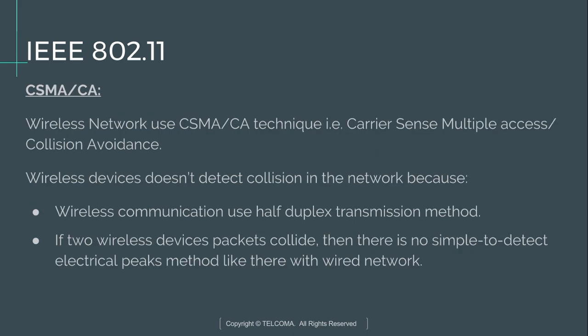The next is the technique used by wireless devices to communicate with each other, that is CSMA/CA. Wireless networks use the CSMA/CA technique, that is carrier sense multiple access with collision avoidance. As we discussed earlier, the CSMA/CD technique is used by Ethernet or wired networks to send data. Here we are using carrier sense multiple access with collision avoidance.